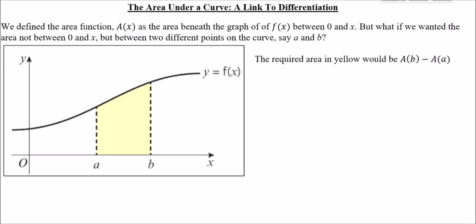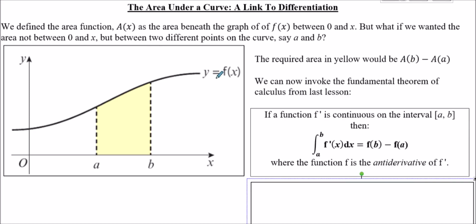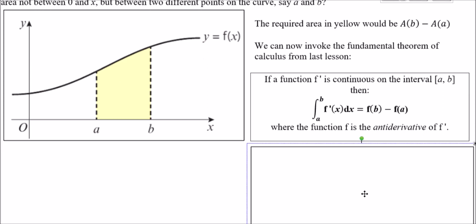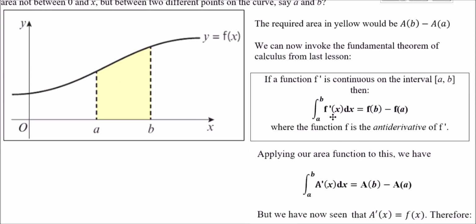Well, yes, there is. What we can do is invoke the fundamental theorem of calculus from last lesson, which told us if the function f dashed is continuous on this interval between a and b, then we can integrate between the limits of b and a this function here, f dashed of x, and then we get the function at b minus function of a. Now what we can do here is link in our new limit we've been talking about previously. So not f dashed of x, but a dashed of x.